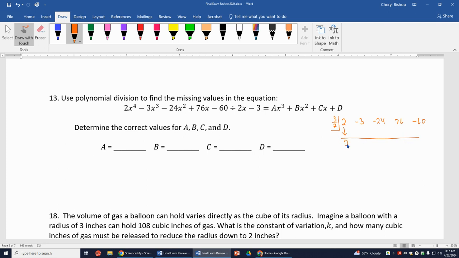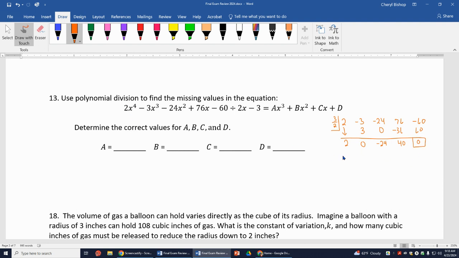I'm going to bring my 2 down. 3/2 of 2, the 2's are going to cancel out, so that's just going to be 3. Which this is going to turn into 0. 3/2 of 0 is 0. 0 plus -24 is -24. 3/2, so if I divide that by 2, that is -12 times 3 is a -36, plus 76 is 40. Divided by 2 is 20, times 3 is 60. And this cancels to a remainder of 0.